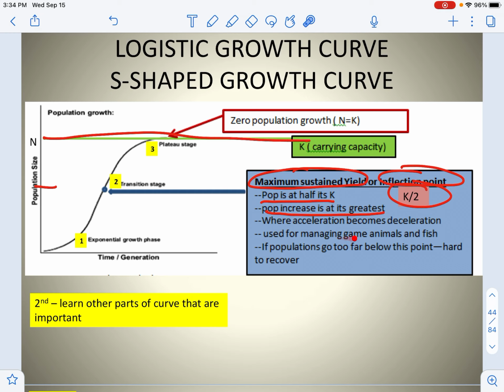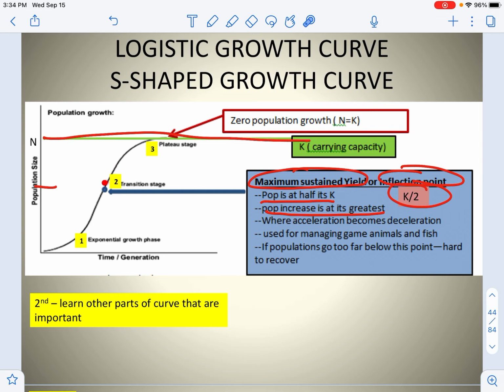This is often the number that they use for managing animals and fish. Like a game warden, you don't want anything to get below the inflection point. If you're monitoring the population of, let's say, bass in a lake, you don't want it to drop below the inflection point, because if it gets down in here, a density-independent factor could come along and wipe out everybody, and it could go extinct. It's too dangerous. Sometimes they can't recover.